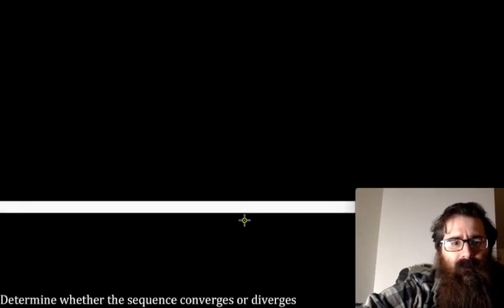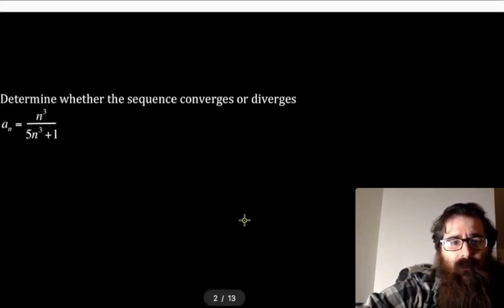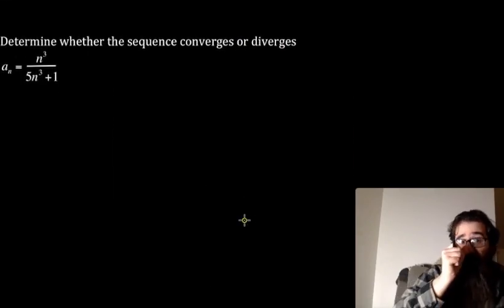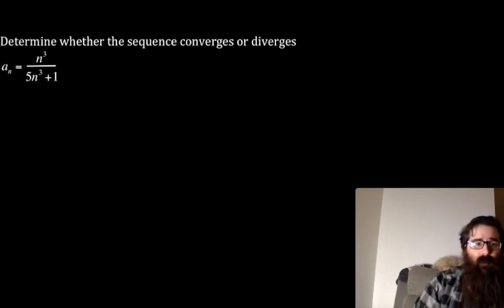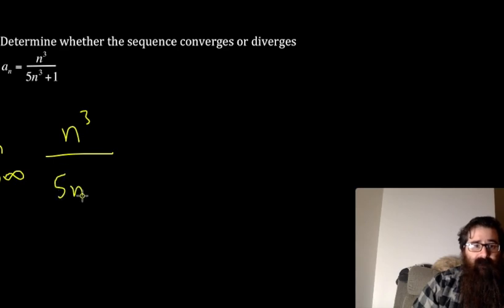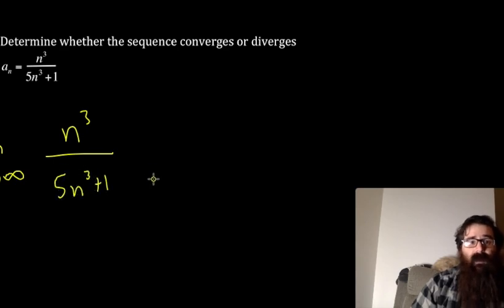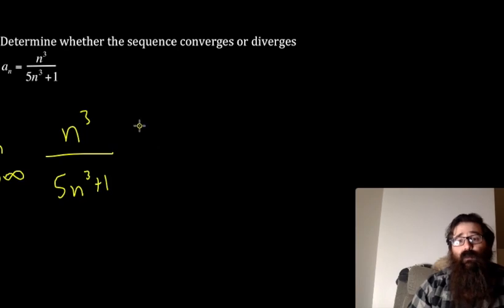Let's take a look at another example. Determine whether the sequence converges or diverges. Here we have a sub n is n cubed over 5n cubed plus 1. And again, I just want to set up the limit as n goes to infinity for this. So n cubed divided by 5n cubed plus 1. And there's a couple different tricks that we could use to try to figure out what this is.